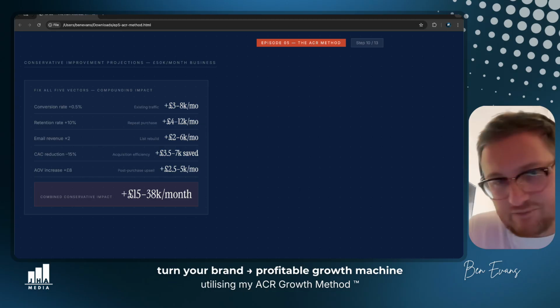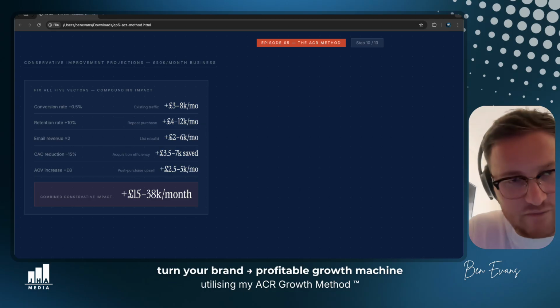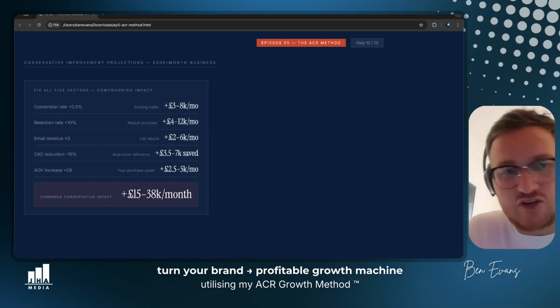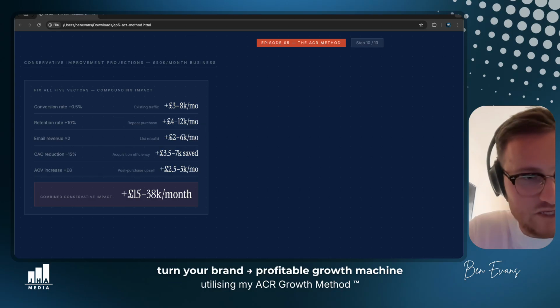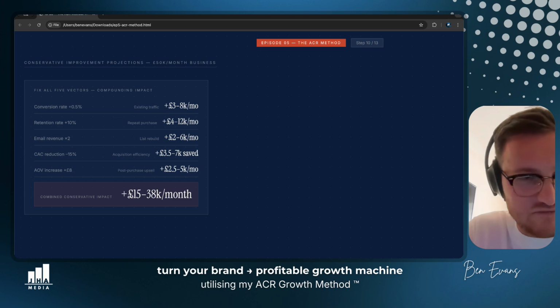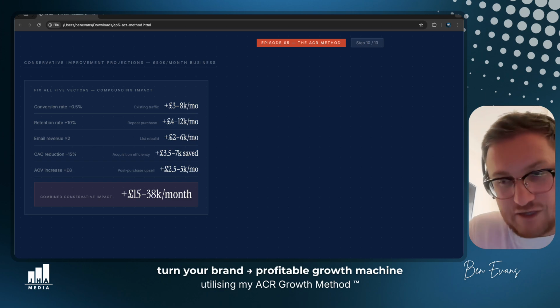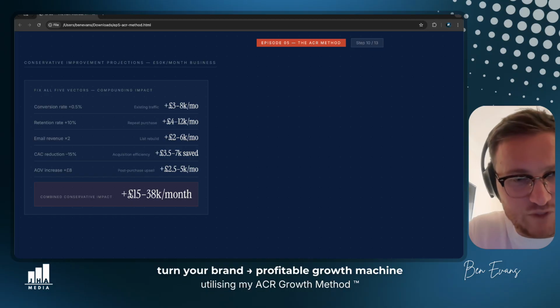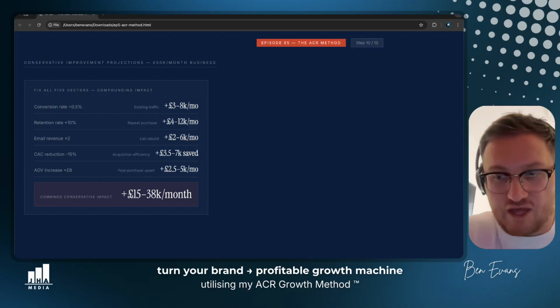Retention system increasing by 10%. That's a 4 to 12K a month improvement. 2 times your email revenue, including your list build, that's 2 to 6K a month in revenue. Cost of acquisition reduction of 15% because we're increasing lifetime value, 3.5 to 7K revenue saved. And looking at your average order value increasing by £8, which is a really nominal number, but that'll be done by post-purchase upsells. We could achieve that. That's a 2.5 to 5K a month increase.